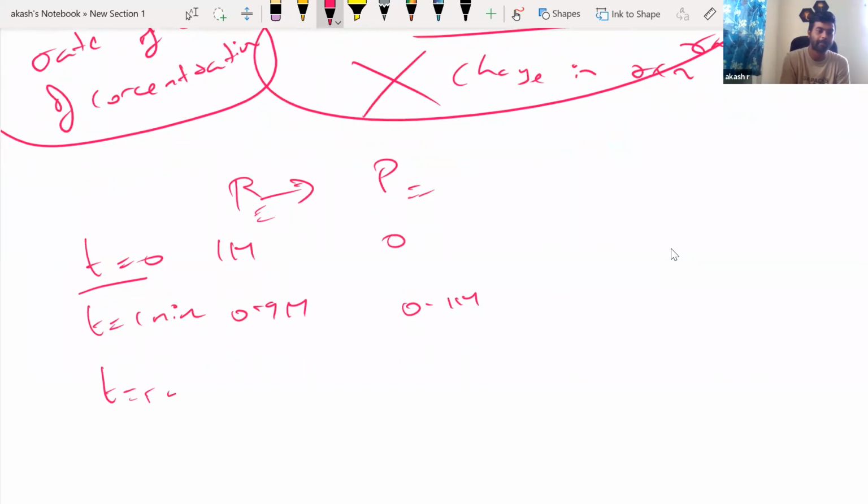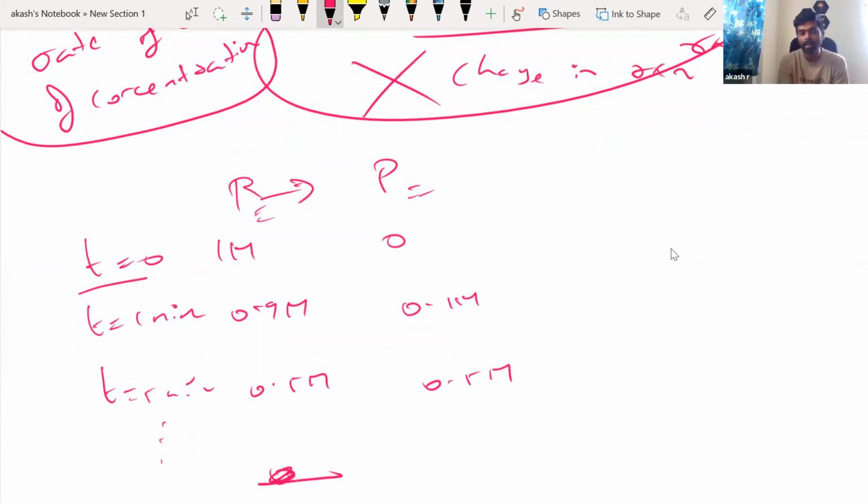Say at t is equal to 5 minutes, say 0.5 is remaining here. 0.5 has come here. So don't worry about the end of the reaction. It is not going to become 0. Remember that it will never become 0. That never happens in a chemical reaction. The reasons are various. That cannot happen simply like that.